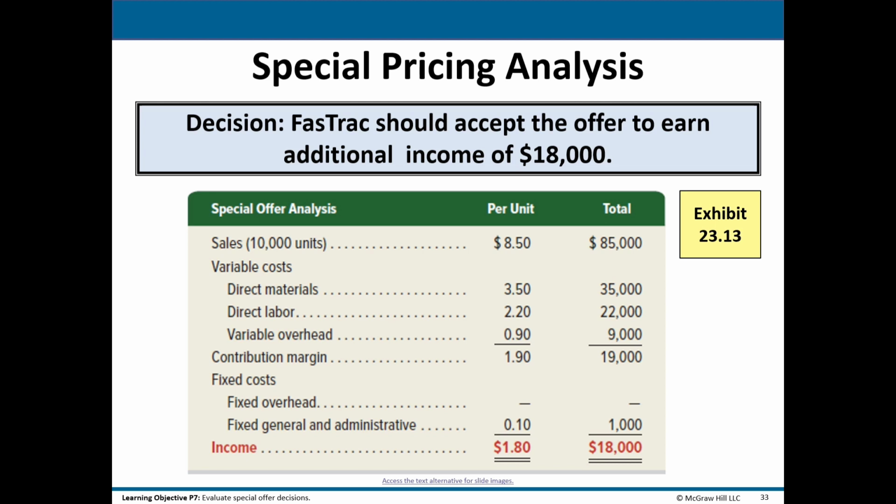The variable manufacturing cost to produce this order will be the same as for its normal business, $3.50 per unit for direct materials, $2.20 per unit for direct labor, and 90 cents per unit for variable overhead. Now, fixed overhead costs, again, will not change regardless of whether this order is accepted. The fixed overhead costs of 60 cents per unit on a normal business are not relevant to this decision. This order will incur incremental fixed general and administrative costs of $1,000.